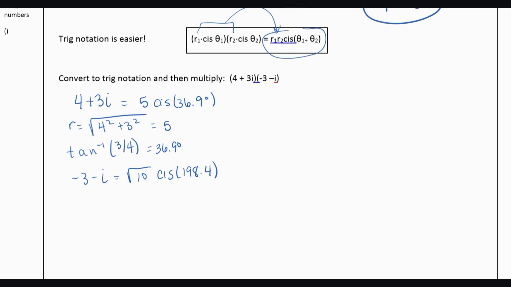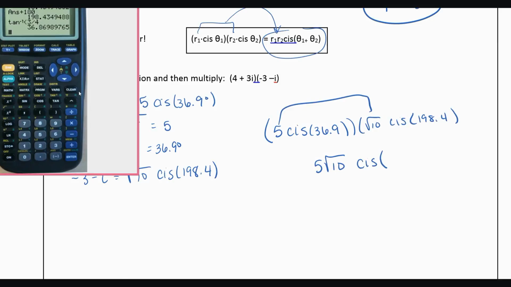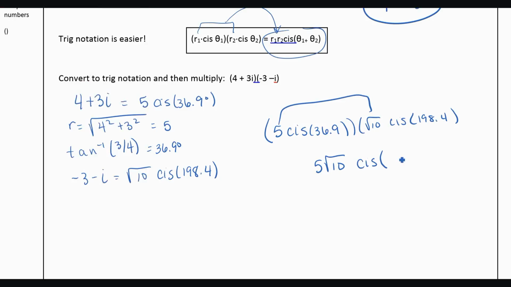So now when we want to multiply them, we'd be multiplying 5 CIS of 36.9 times square root of 10 CIS of 198.4. So we'd multiply the r's, so we'd have 5 square root of 10, and then we would add 36.9 plus 198.4. So our new angle would be 235.3. Okay, and that would be our multiplication.